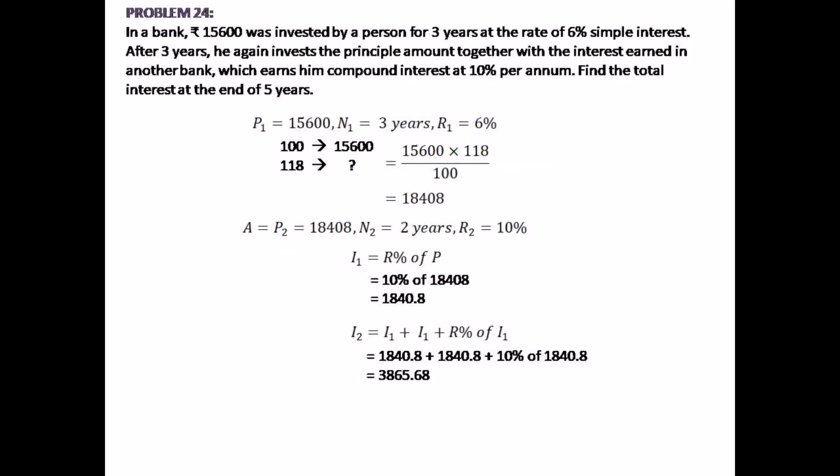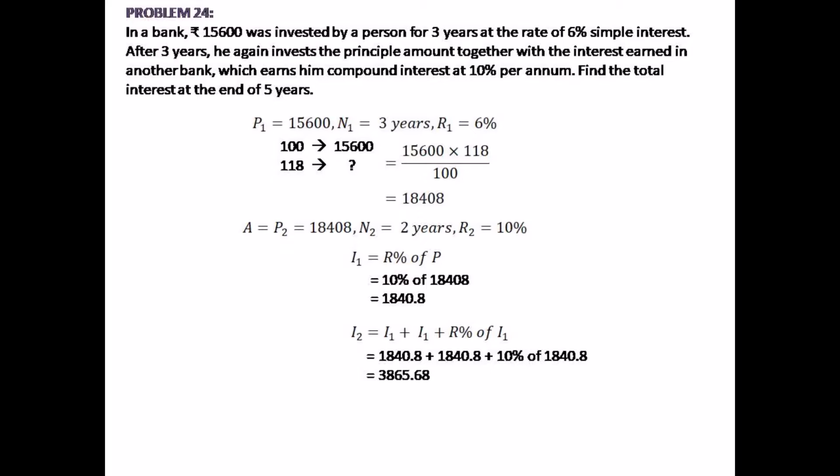In a bank, rupees 15,600 was invested by a person for 3 years at the rate of 6% simple interest. After 3 years, he again invests the principal amount together with the interest earned in another bank, which earns him compound interest at 10% per annum. Find the total interest at the end of 5 years.